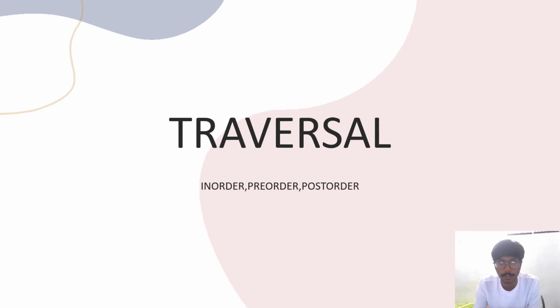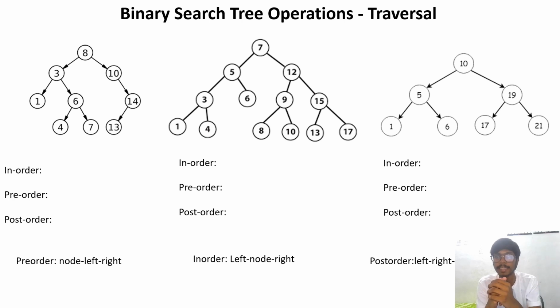Guys, let's see about traversal. Traversal is nothing but visiting every element in the binary search tree and accessing them. It is of three types: in-order, pre-order, and post-order. Let's see what those three traversal techniques are.